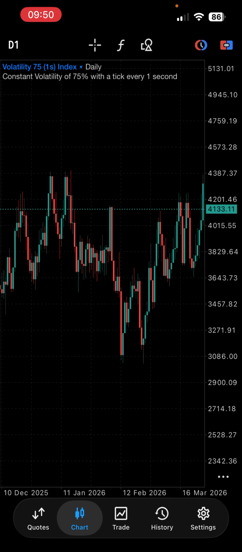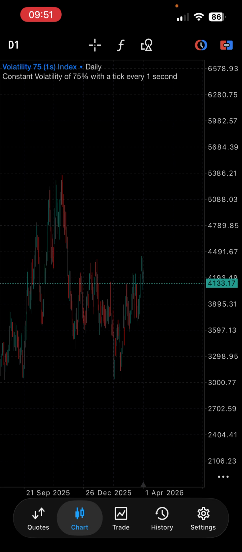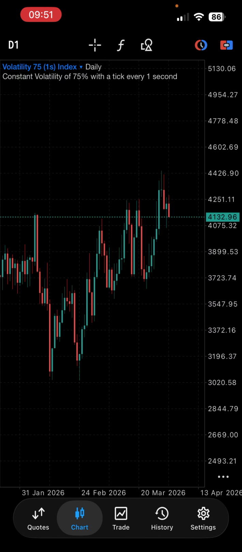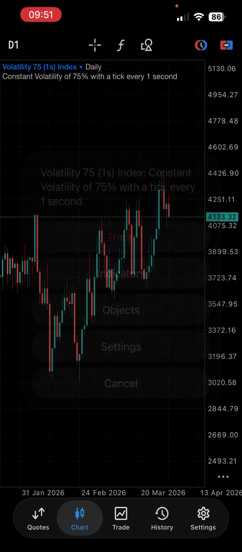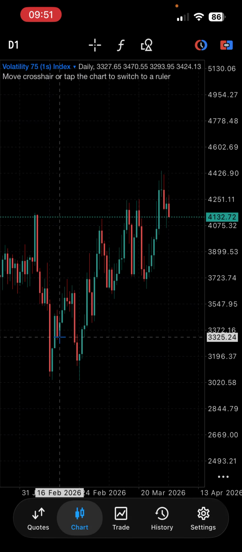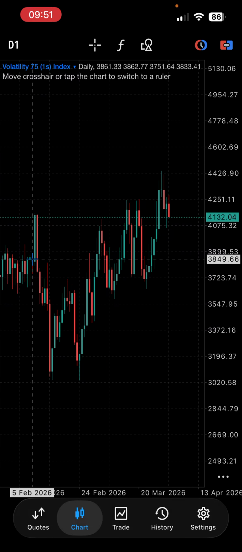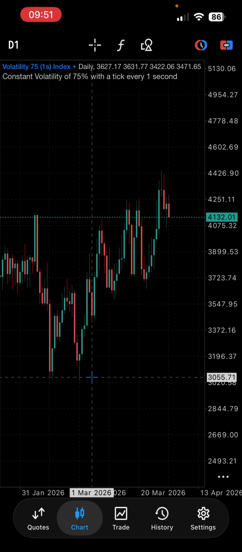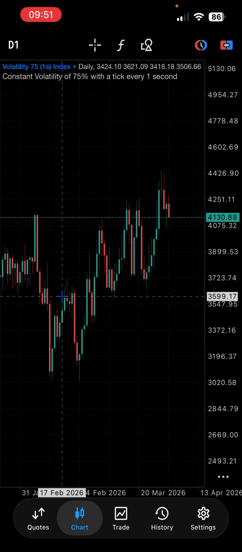Now the market is on the daily time frame, and according to the daily time frame, the market is giving us higher highs and higher lows. What do I mean by that? If you look at this market, it started from here. It was on a downtrend, but when it got to this level, it gave us a double bottom, and then it took this particular high here.